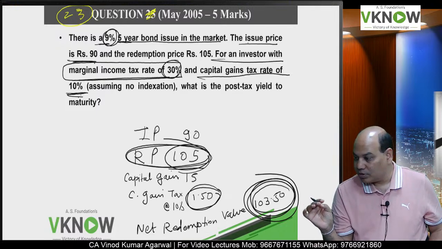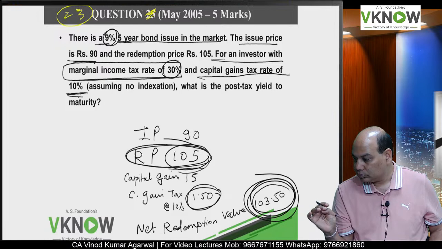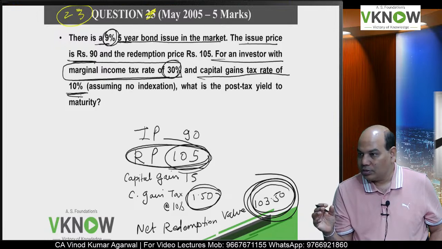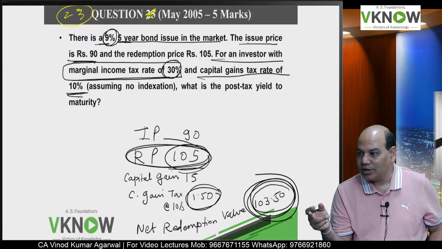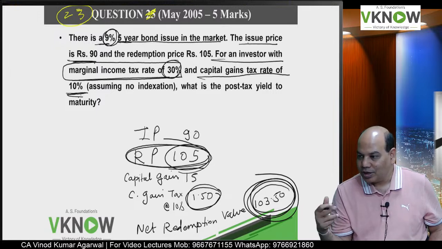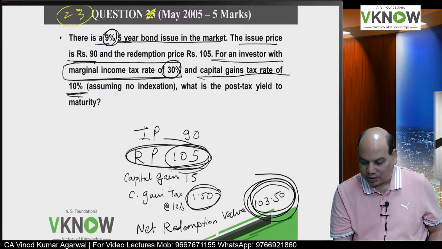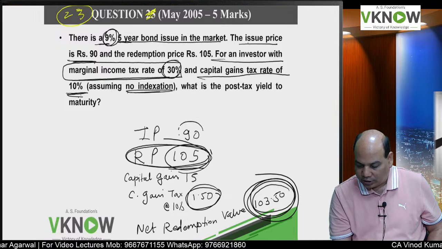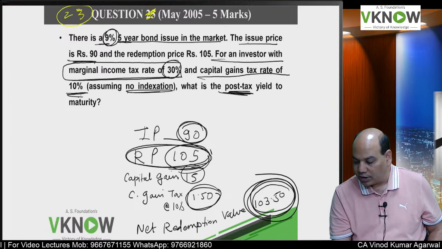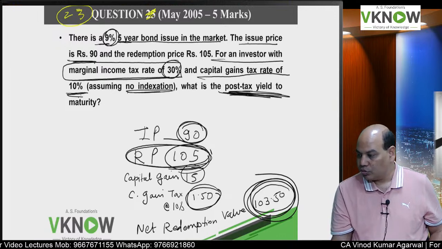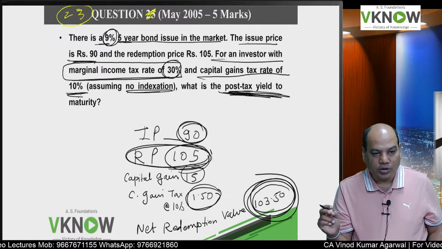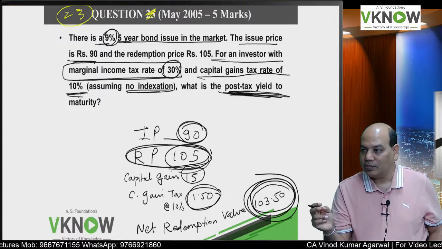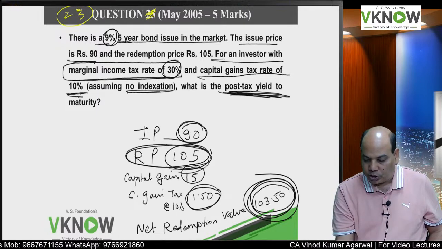So students make a mistake in this question. Students just write 105, forgetting that out of 105 I have to pay 1.50 as tax. There is no indexation also, so you have to take directly 90 for calculation of capital gain. What is the post tax yield to maturity? When they say post tax yield to maturity, you have to consider tax implication. How much coupon you will earn?